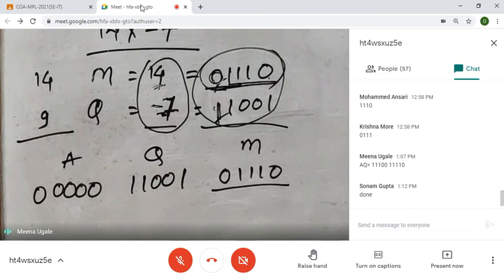In your syllabus, only these 3 algorithms: Booth's algorithm, restoring division, and non-restoring division, and some sums on your IEEE floating point representation. Weightage for this chapter is 10 marks in your final theory paper. So one sum from these 4 will always be there in your exam. It will be there for 10 marks.